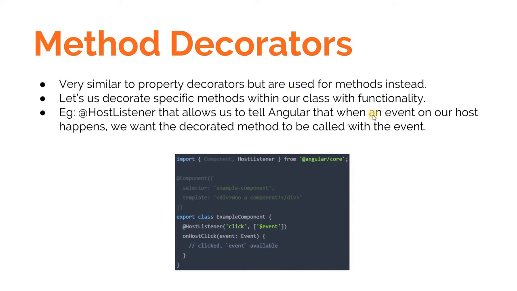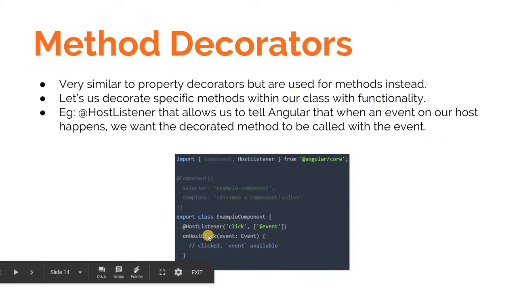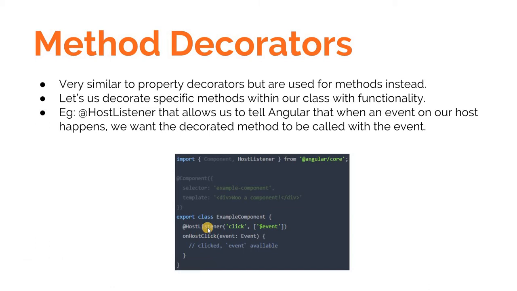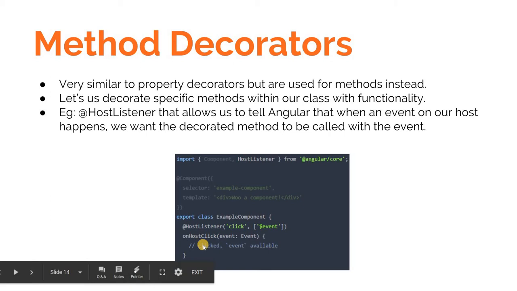Say, for example, if we have an on host click method in our class, then we can decorate it with a host listener that will tell Angular that this particular method is going to be called whenever the click event of the thing that this component sits on is triggered. And it will also pass us the event data that we can see in here.